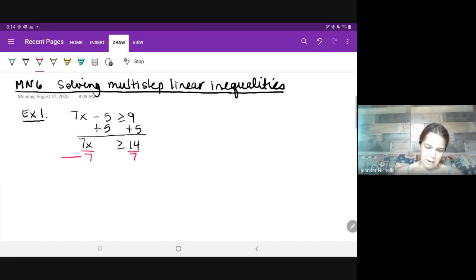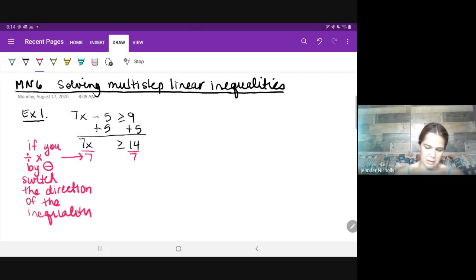Now put a little arrow right here by the 7 and write: if you divide or multiply by a negative, you have to switch the direction of the inequality sign.